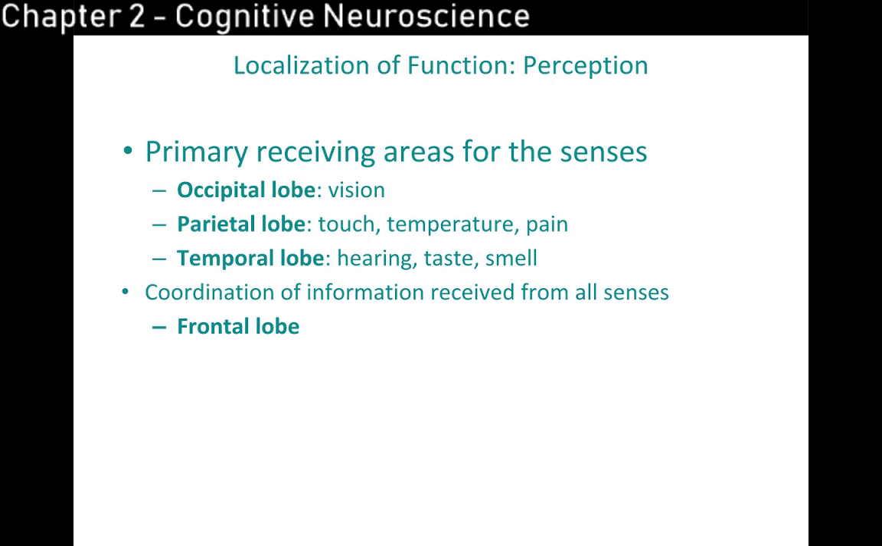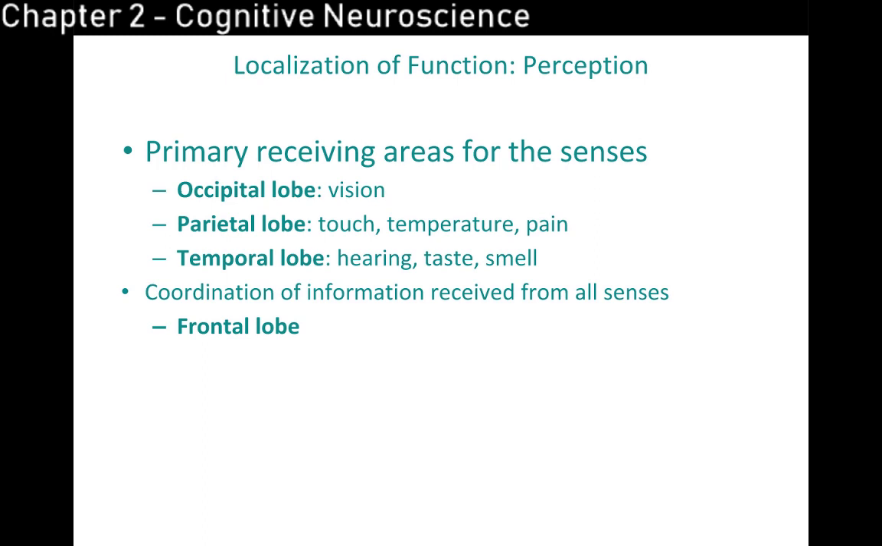Now, the three parts in the back part of the brain, the occipital, parietal, and temporal, are primarily responsible for receiving information regarding the senses. So the occipital lobe is responsible for vision, the parietal lobe is responsible for touch and temperature and pain, this idea of pressure and sensation, and then the temporal lobe is primarily associated with hearing, taste, and smell. Now, all of these lobes work in tandem to basically allow us to receive sensory information and then process it.